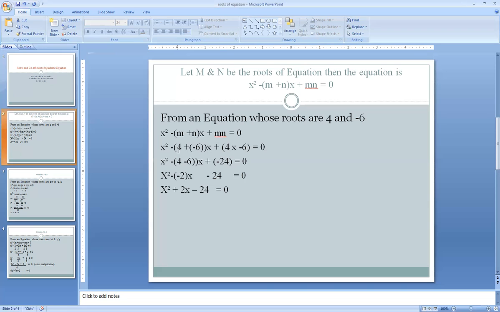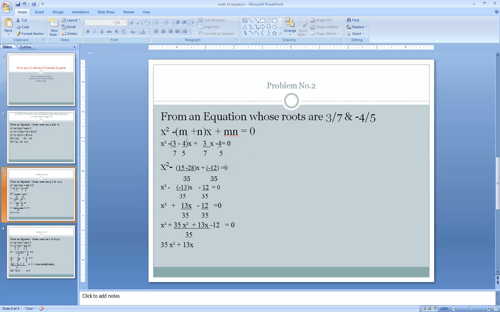So x square minus of, 4 plus into minus is minus, we get 4 minus 6, into x plus, in the bracket itself, 6 4s are 24, plus into minus is minus 24, equals 0. Now we have to open the brackets. So x square minus of 4 minus 6, which is minus 2, into x, plus into minus is minus 24 equals 0. Now minus into minus plus 2 into x is 2x, so x square plus 2x minus 24 equals 0. So when the roots of the equation are 4 and minus 6, the equation is x square plus 2x minus 24 equals 0. This is how we need to calculate the equation.